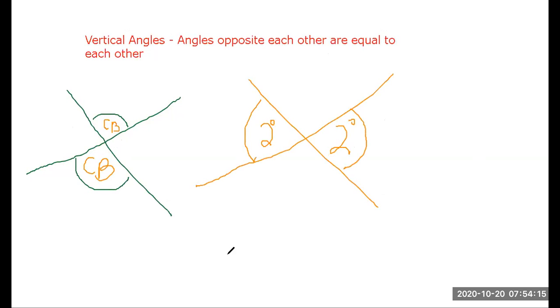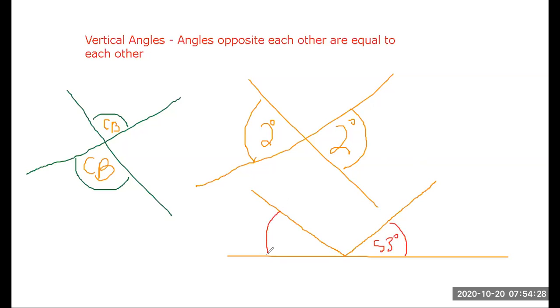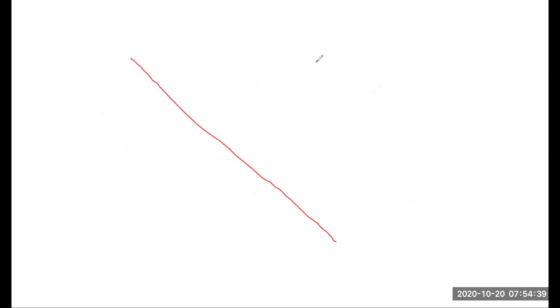Let's do another one. This angle right here is 53 degrees. This angle right here is 53 degrees. Do you see how similar they are? It's just opposite angles. So if I have, right here, this is 20.